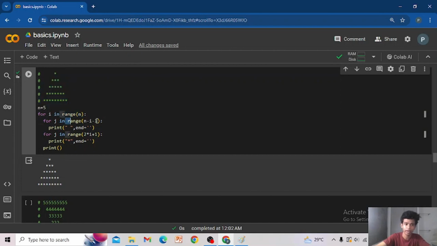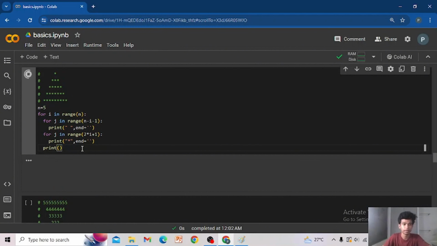Inside the for loop, I have used the condition for the space. See here, n minus I minus 1. This is the condition I have told there. For that many times, I want to iterate and print space. Again, for j in range of 2 into I plus 1, I have told you, right? For 2 into I plus 1 times, I want to print stars. So this is the row star relationship. That's all about the code.